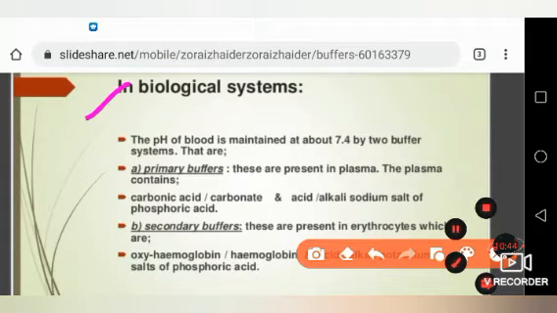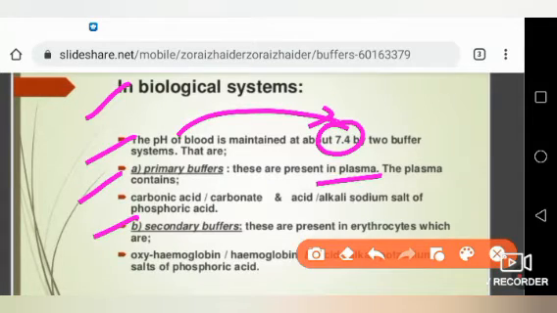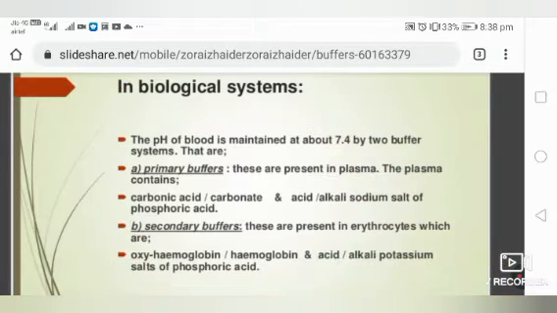In the biological system, the pH value of blood is 7.4, and how, dear students, will it always remain 7.4? The whole life the pH value of blood remains 7.4, whether we are eating so many things, depending upon two buffers, that is the primary buffer and the secondary buffer. The primary buffer is plasma and carbonic acid in carbonate and acid and alkali of sodium, whereas the secondary buffer is erythrocytes and oxyhemoglobin and acid alkali in phosphoric acid.